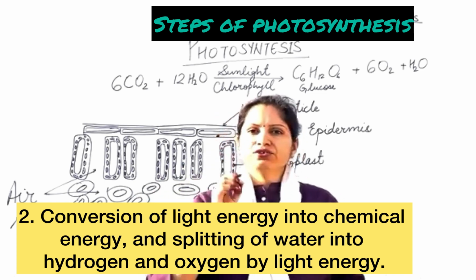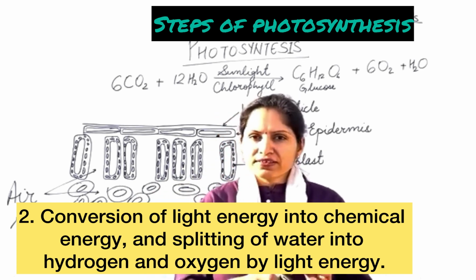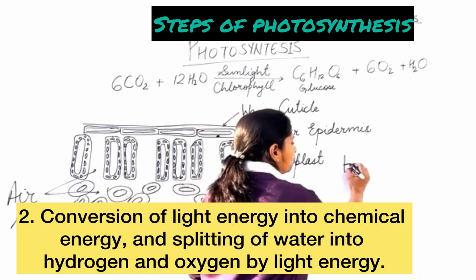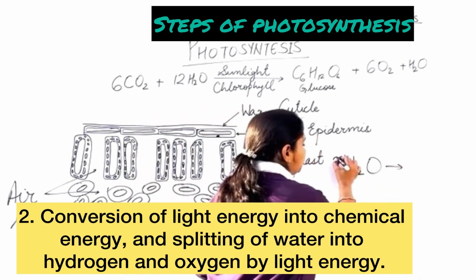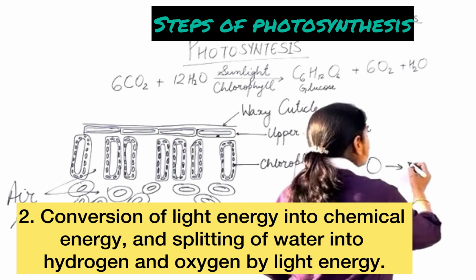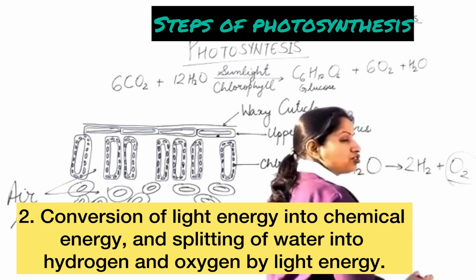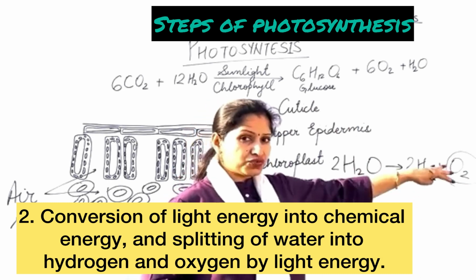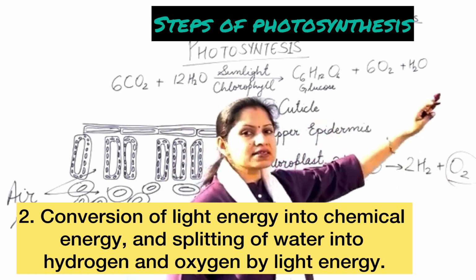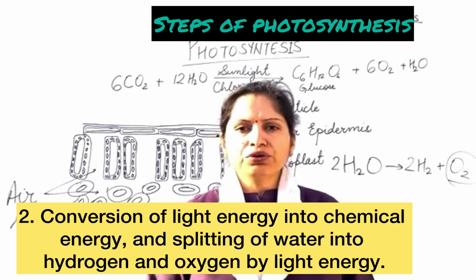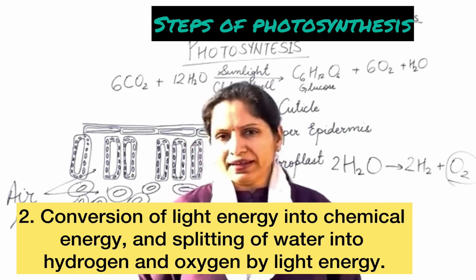and this chemical energy will be utilized to break down water. Water, you all know, is H2O, and I'm taking two molecules of water. That will be broken down into hydrogen and oxygen. This is how oxygen is formed during the process of photosynthesis, and this oxygen will be liberated out of the stomata and into the environment.